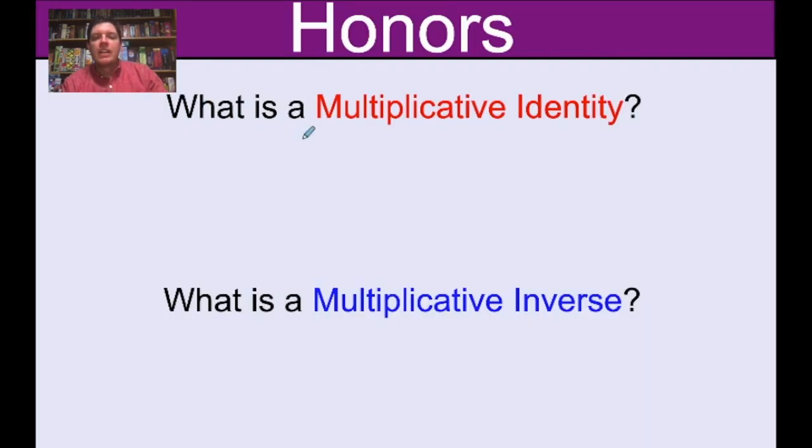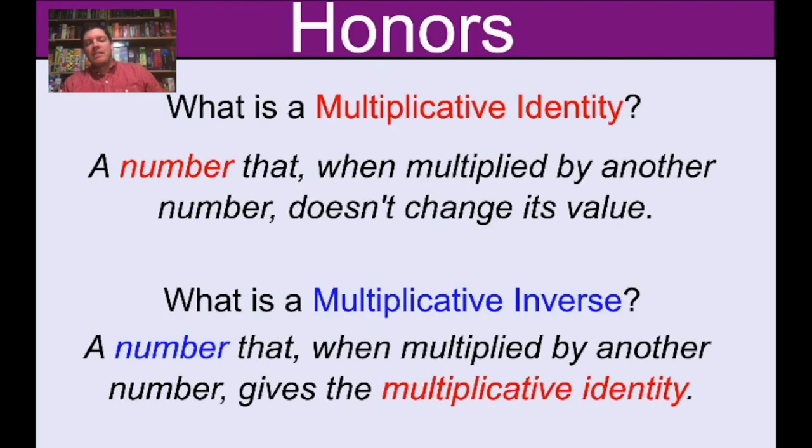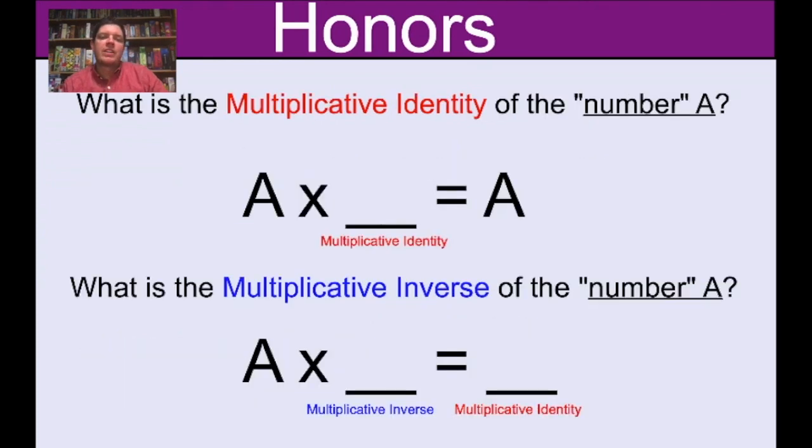All right. So multiplicative identity, that definition is it's a number that when you multiply it by another number, you don't change the value of the original one. The inverse means that we're going to need a number that we multiply to an original number, and the result, the product, will be the identity. So that's probably a little bit confusing to start off, so let's just dive into an example.